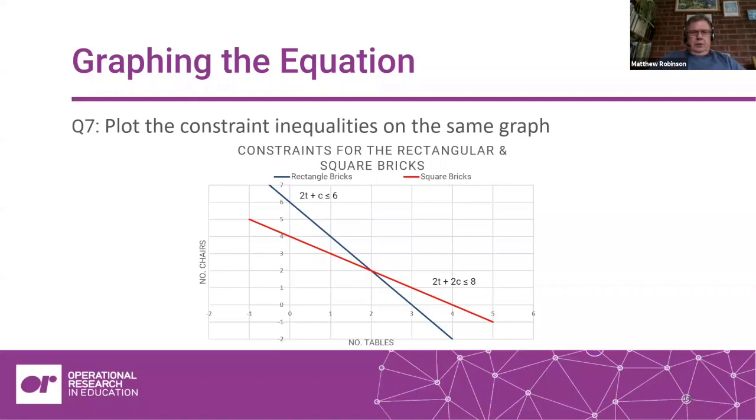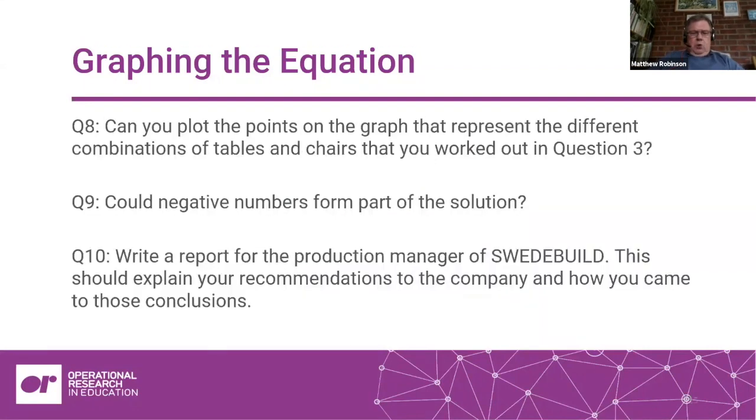I think there's a quick poll here. Please do answer it. What we'd like to now say is, on the graph which I've just shown you, we actually had negative values. Do you think negative values could form part of the solution?